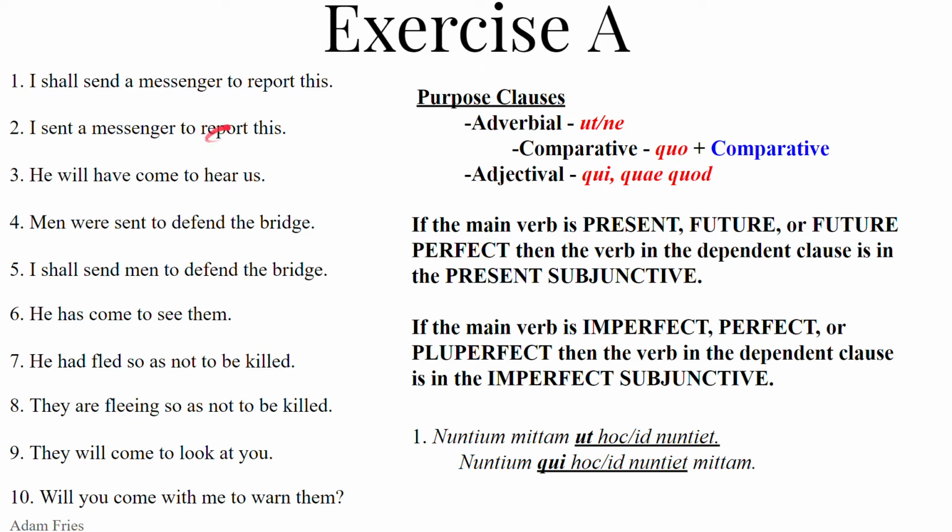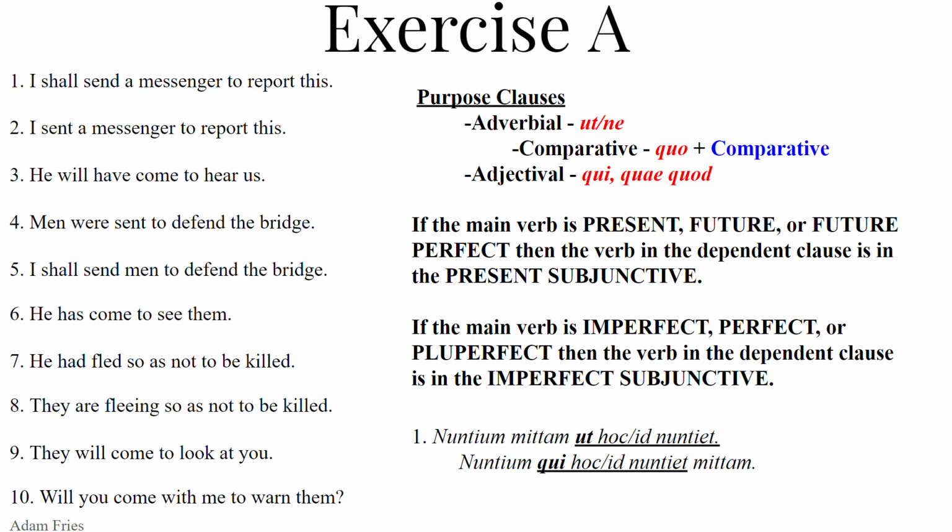This must change from the present tense to the imperfect tense because our main verb is perfect. Because we're in secondary sequence, if the main verb is imperfect, perfect, or pluperfect, the verb in the dependent subjunctive clause must be in the imperfect subjunctive. So change nuntiet to nuntiaret. Present active infinitive nuntiare plus t, nuntiaret. And then this is still hoc or id. So altogether it could be something like nuntium misi ut hoc/id nuntiaret.